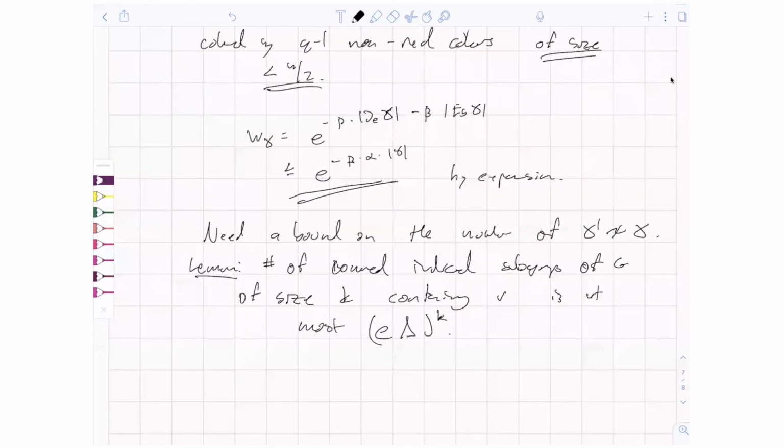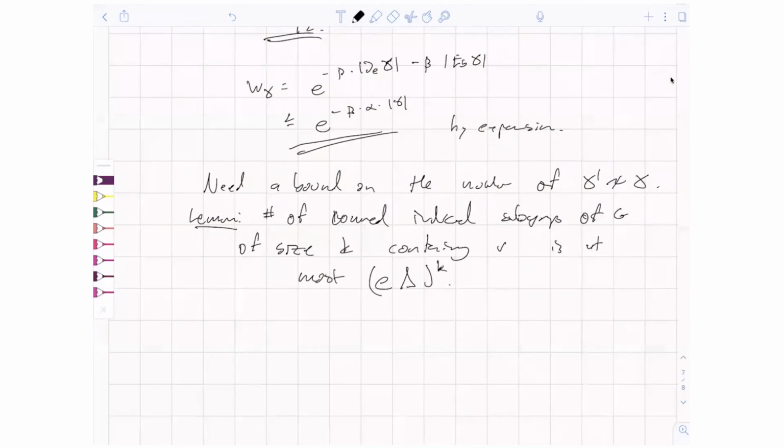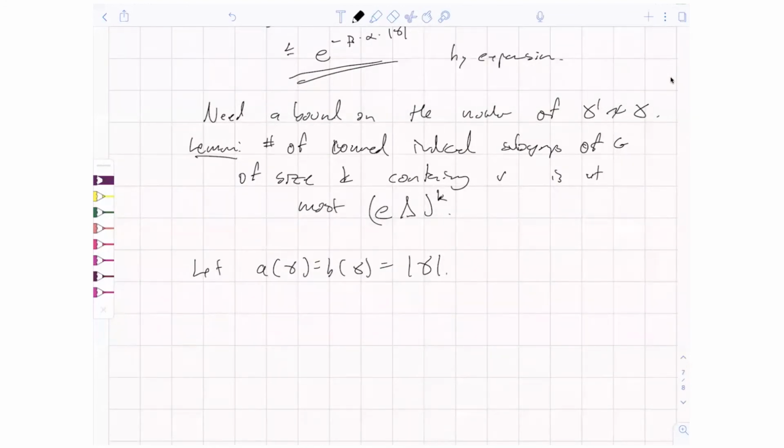Okay, and so we can actually now already verify the Kotecký–Preiss condition if beta is large enough. So let a of gamma equal b of gamma equal the size. So again, the size is the number of vertices in this induced subgraph. And so we want to look at the sum over gamma prime incompatible with gamma of the weights. I'll remove the absolute values since I'm thinking of the weights as being non-negative.